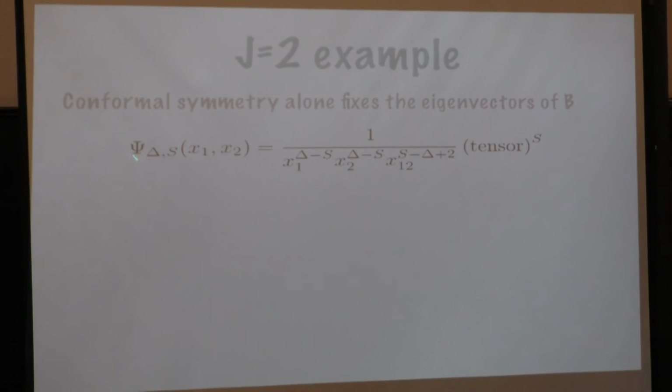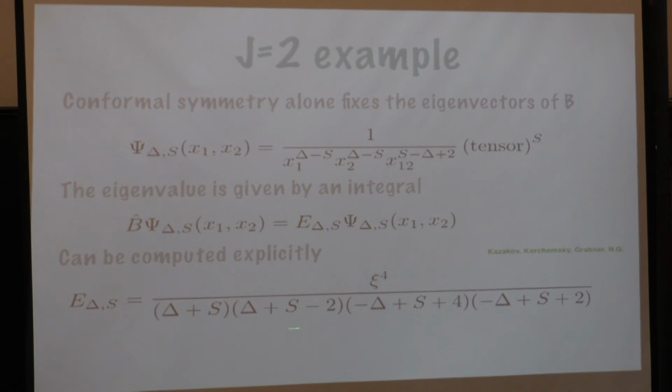The eigenfunctions are parameterized by two parameters, spin and delta, and delta is a completely arbitrary number. No matter what delta is, you can show that B acting on psi is just an eigenvalue E times psi. And you can compute this E. How do you compute it? You have to act with B and integrate over x1 and x2, so it's an 8-dimensional integral. But fortunately, these are just star triangle integrals, so you can compute them quite easily. What you get for the eigenvalue of B is this expression.